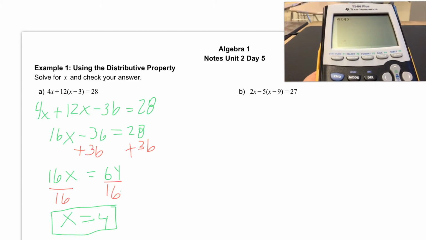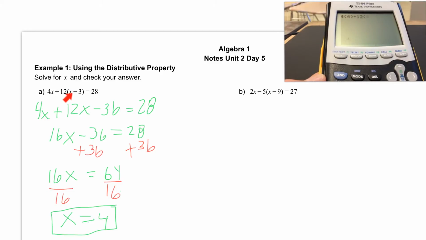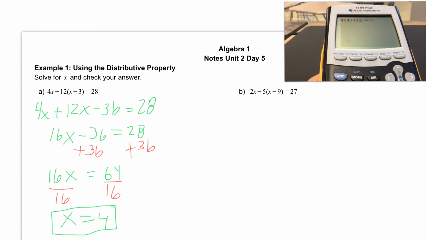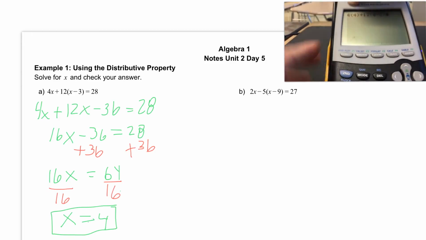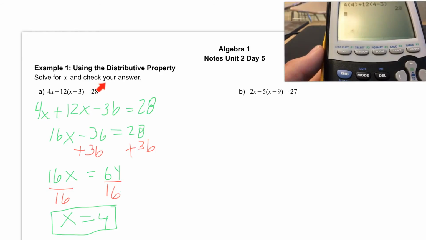Then I have plus 12. Then I have my parenthesis, and this x is going to be replaced with a 4 minus 3. Close that parenthesis, and if you take a look at the calculator, I have 4, my x is a 4, I have that positive 12, I have my 4, and my minus 3. So then I can go ahead and hit enter. And when I hit enter, you can see that I got 28, which is what I have over here. That tells me that I did my problem correct.